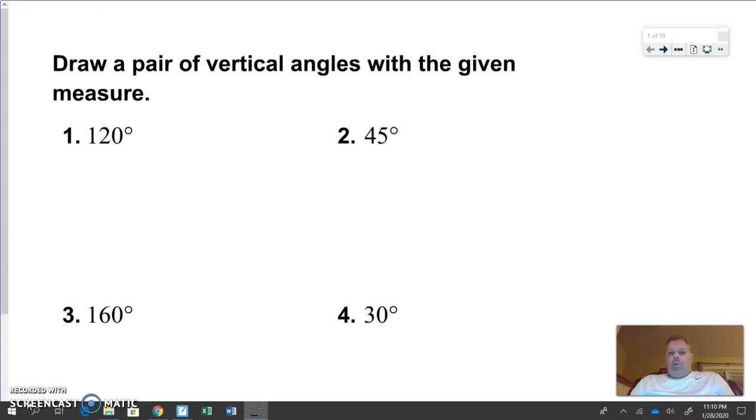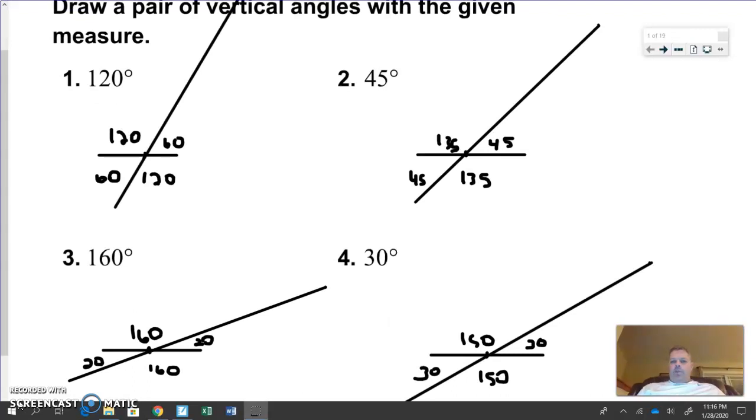Please draw a pair of vertical angles with the given measures. So please do that. Pause the video. I'll be back shortly with the answers. Thanks. As you can see, I have come up with some answers.